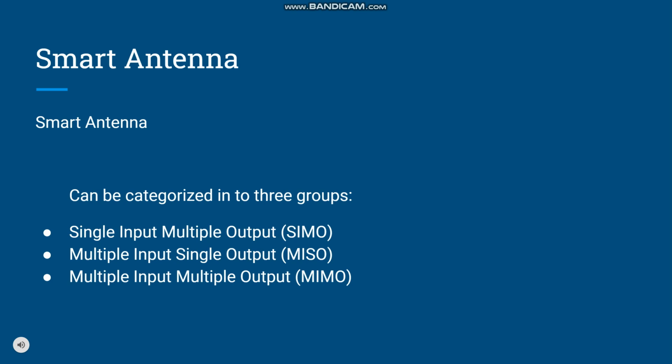Smart antennas usually fall into three groups: SIMO, MISO, MIMO. SIMO, which stands for single input, multiple output, uses a single antenna that transmits and multiple antennas that receive. MISO, which stands for multiple input, single output, uses multiple antennas to transmit and a single antenna to receive. MIMO, which stands for multiple input, multiple output, uses multiple antennas to transmit and receive.